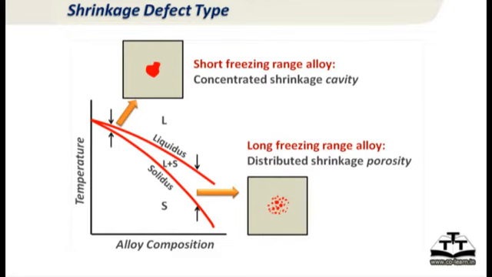Now the hole shape will vary. If it is a short freezing range alloy, you get a concentrated shrinkage cavity. If it is a long freezing range alloy, you get a distributed shrinkage porosity, but distributed around the central hotspot area only. You get slightly bigger porosities in the hotspot area, surrounded by smaller porosities and still smaller porosities. So you have a larger area which is porous in a long freezing range alloy.